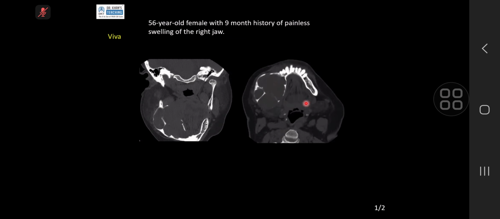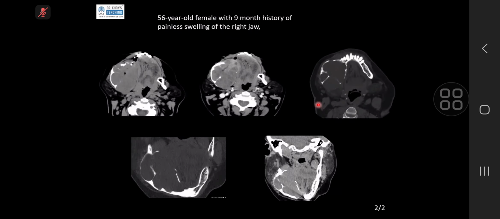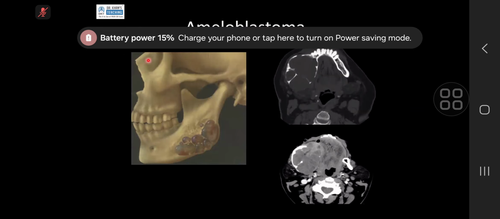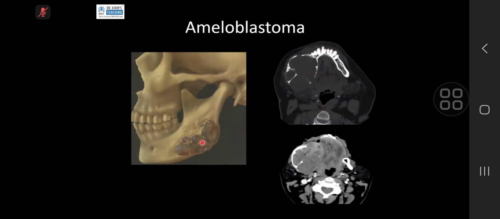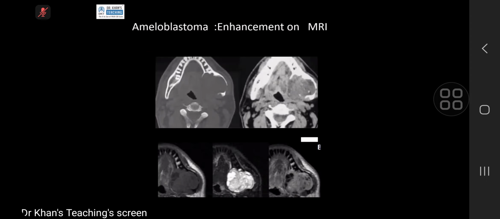But look at this bone window. You don't see anything. This is the soft tissue window, and this is what I was talking about. Always ask for this even without contrast. This is without contrast and this is with contrast. Even without contrast, you can see something is happening inside. So if there is a solid component, then you call it ameloblastoma. Ameloblastomas are usually in the mandible, multiloculated, with soft tissue component, locally invasive. Recurrence rate is high, and some of them can be malignant also.